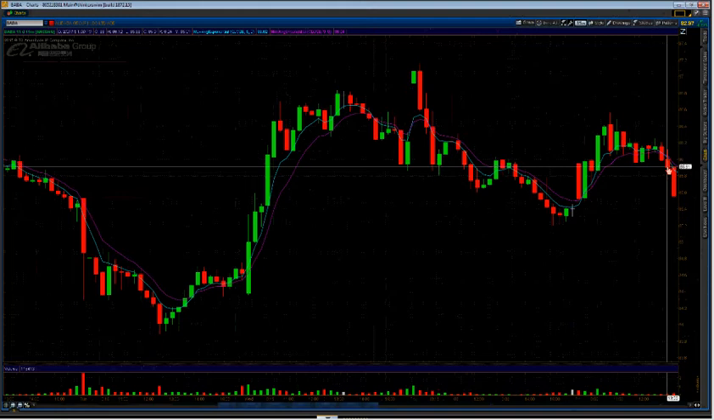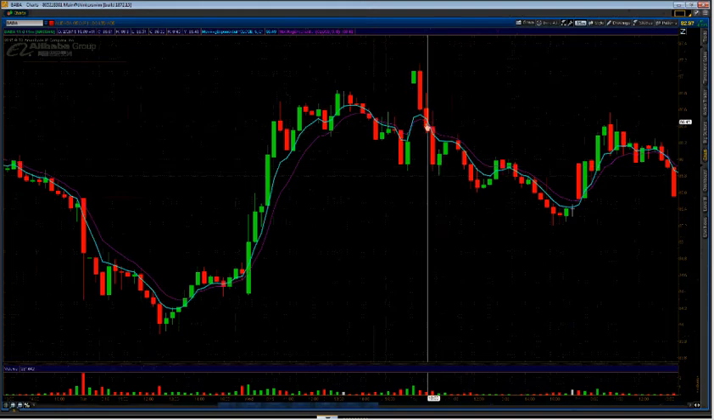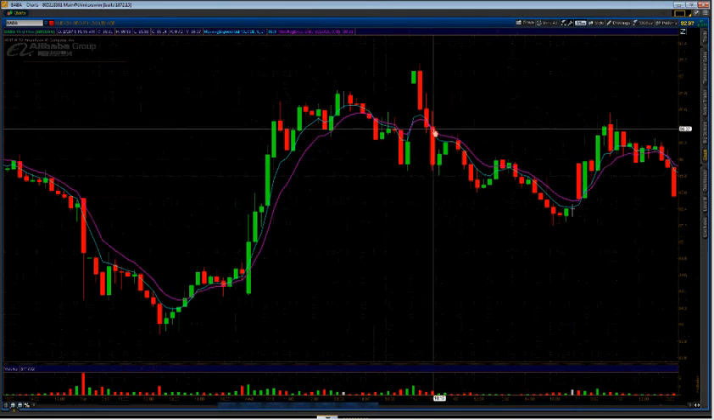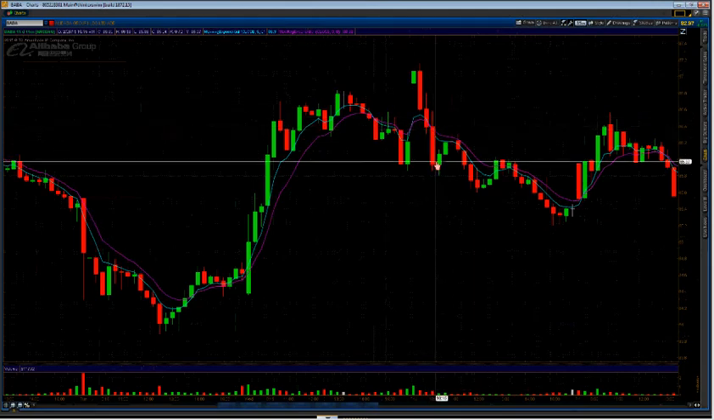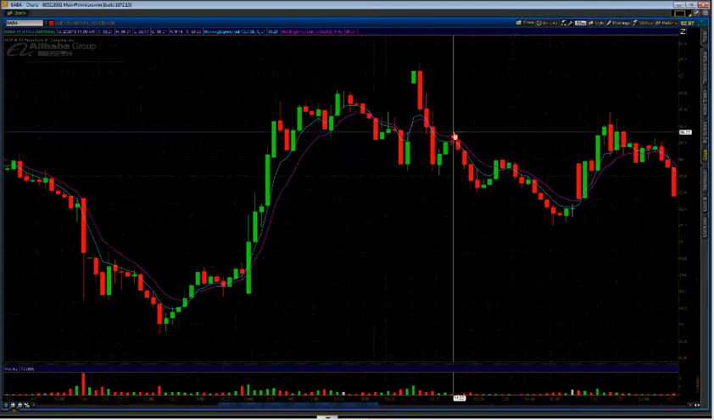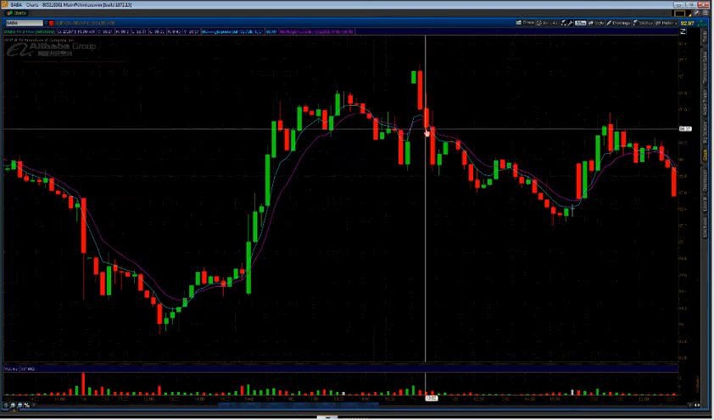It's almost like the 9 likes to give you little hints, just like right back here. Your 9 started pointing down on this candle. The 5 didn't cross it until this candle. Youch. Then on this bounce, it goes right back up to where? Where the 9 started pointing down.